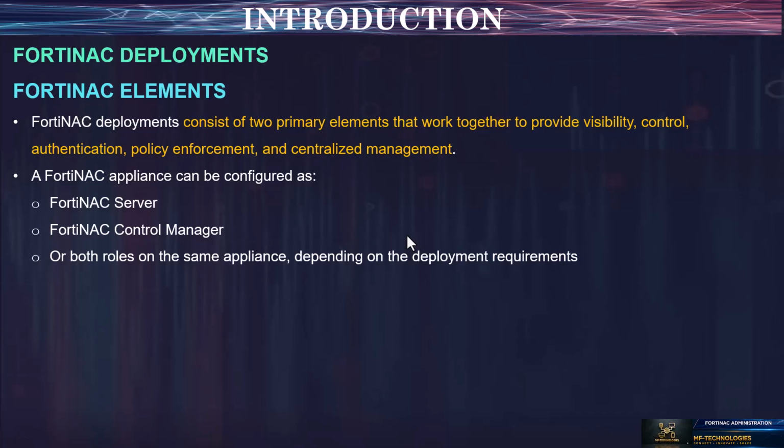Every FortiNAC deployment consists of two primary elements working together. These elements are responsible for discovery, visibility, authentication, policy enforcement, and centralized management. Depending on your deployment size, these functions may run on the same appliance or on separate appliances. The first element is the FortiNAC server. This is the operational component responsible for day-to-day network access control activity.